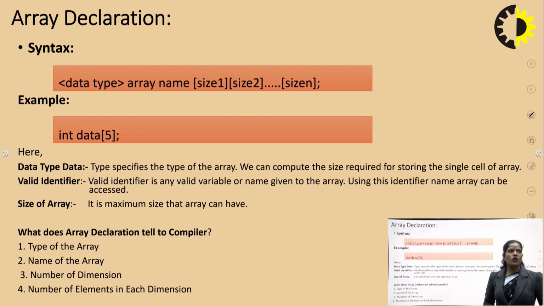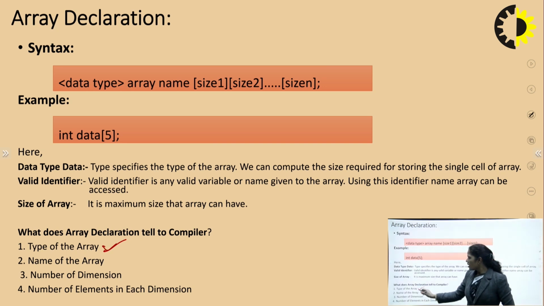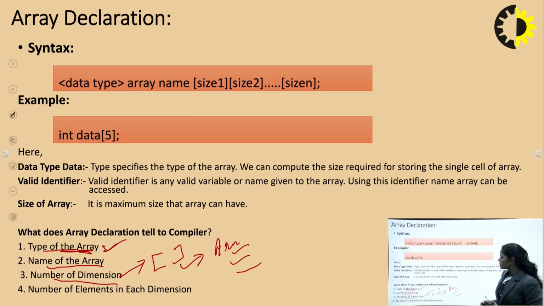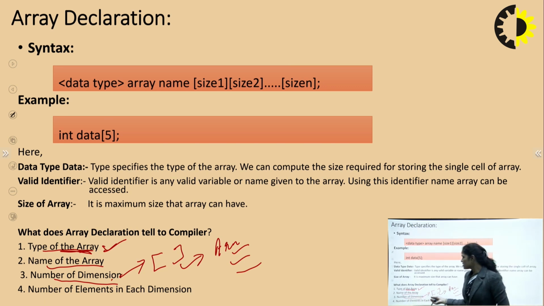Next we will talk about the declaration. We already discussed this slide. When declaring an array, we specify the type of the array, the name of the array, and the number of dimensions. Dimensions tell whether your array is a 1D array, 2D array, or 3D array, up to an ND array.